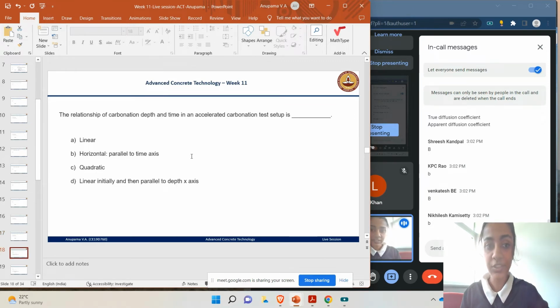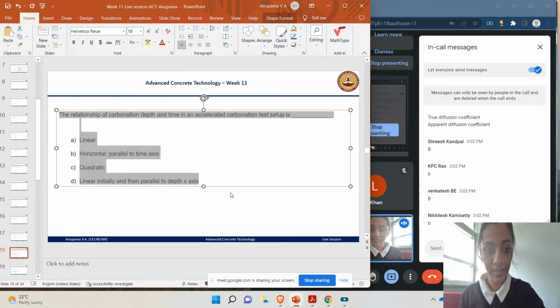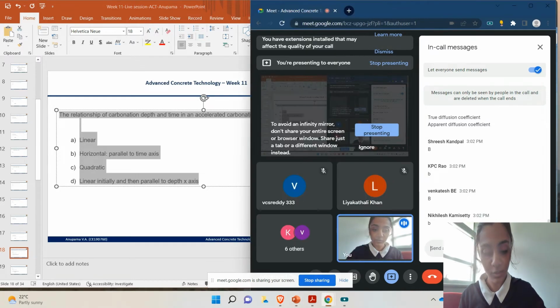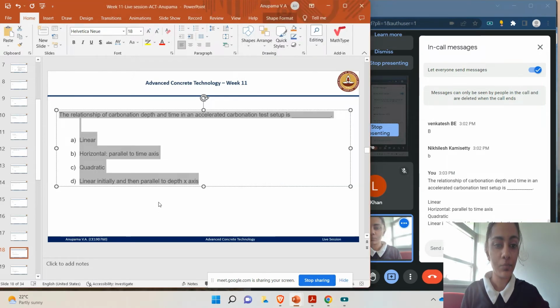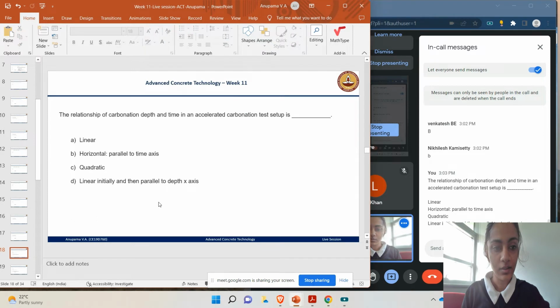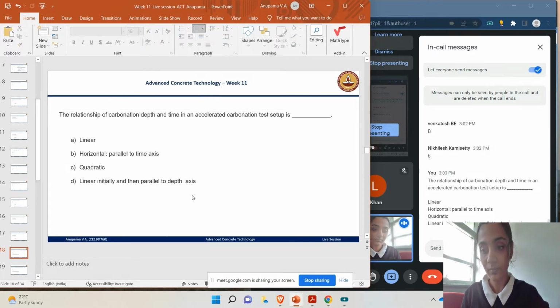Yes. The relationship of carbonation depth and time in an accelerated carbonation setup is: linear, horizontal, which is parallel to the time axis, quadratic, or linear initially and then parallel to the depth axis. Sorry, this is not the x axis, it is parallel to the depth axis.